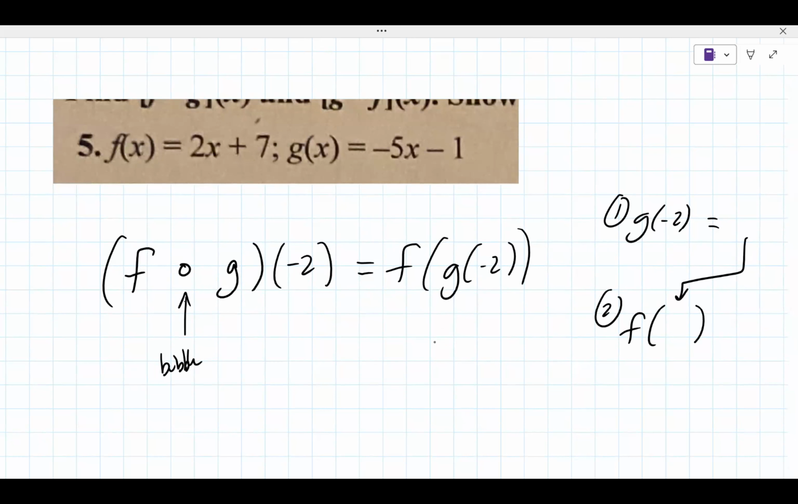So g of -2 would be 10 minus 1, which would be 9. And then 2 times 9, 18, plus 7, 25. Okay, now go the other direction. Now do g bubble f of -2. It's not the same, but it's just the flip of the order. I'll be right back with you.